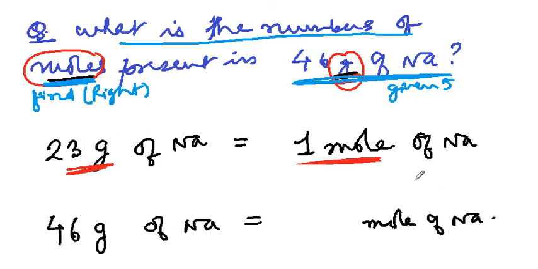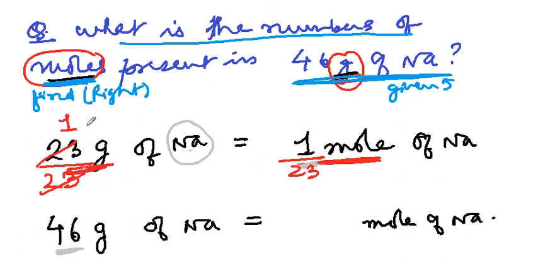Or instead of thinking of it as sodium, let's take sodium as the chocolate that we wanted to buy. 23 chocolates cost us 1 rupee. So what will be the price for 46 chocolates? So what did we do earlier? We divided by 23 on both sides, so that we can get the price for 1 chocolate, or here it would be 1 gram of sodium. And then we multiply it by 46, since we want it for 46.